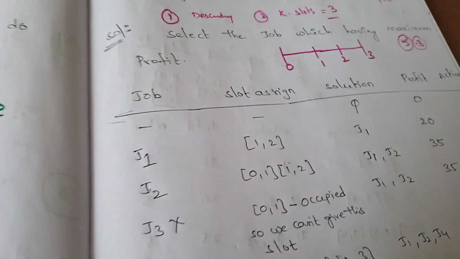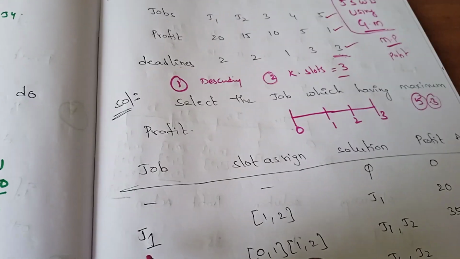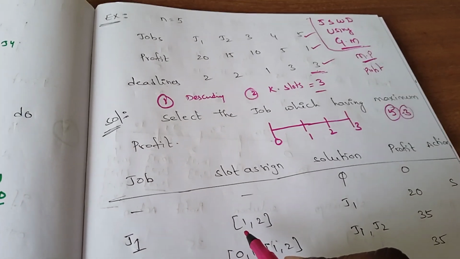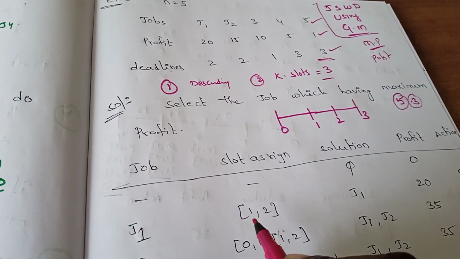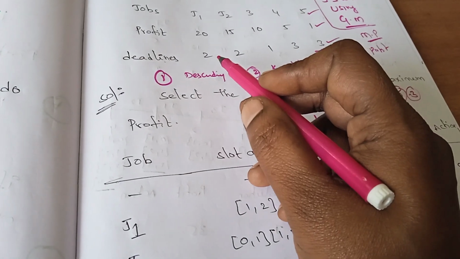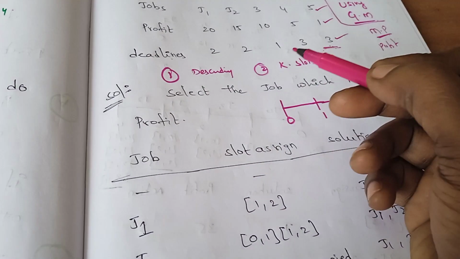Okay, now let's go ahead. I am selecting J1 first of all. Now I have to assign a slot. I want to assign 1 comma 2. Why only 1 comma 2? Because I consider the maximum deadline by which the task is to be done.